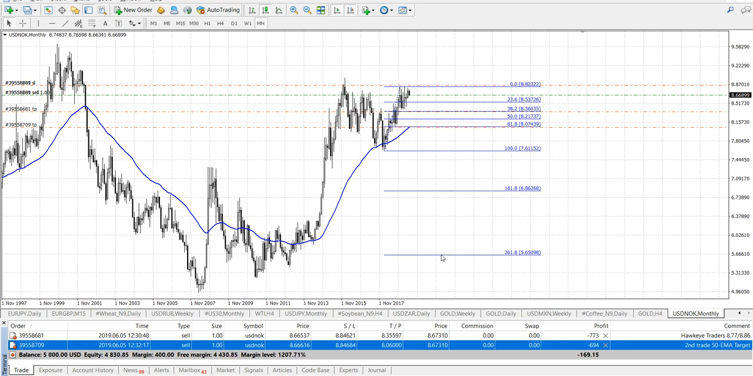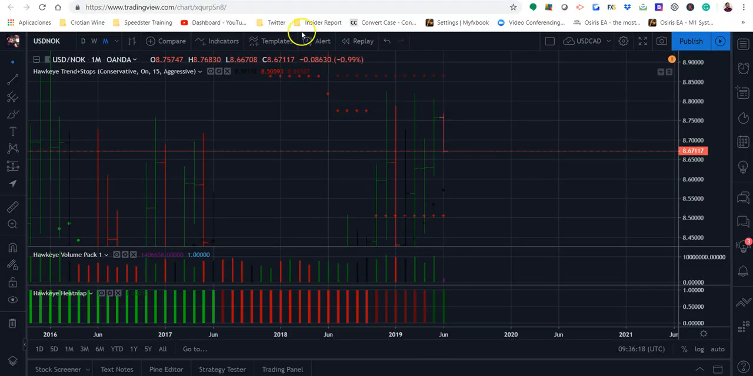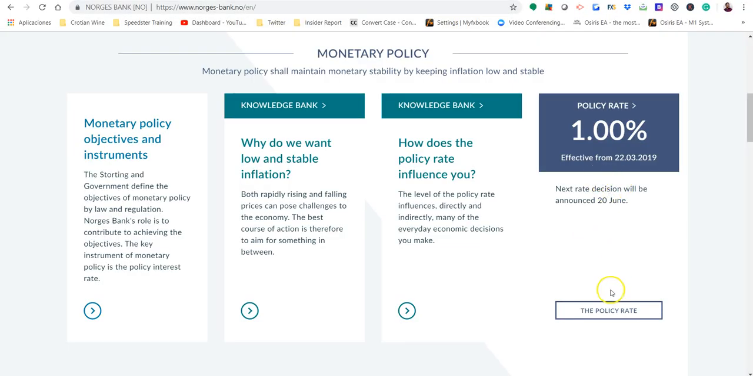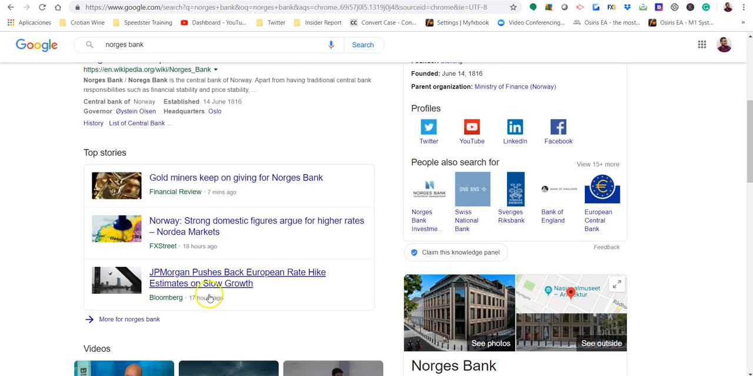We know where the US dollar is. We know what we're expecting in the next couple of weeks from Norges Bank. Remember, the date for the meeting will be June 20th. All indications lead to expecting higher rates. This is coming from Nordea Markets, a Danish investment bank. It was published 18 hours ago on FX Street. You can look it up and see all that information.